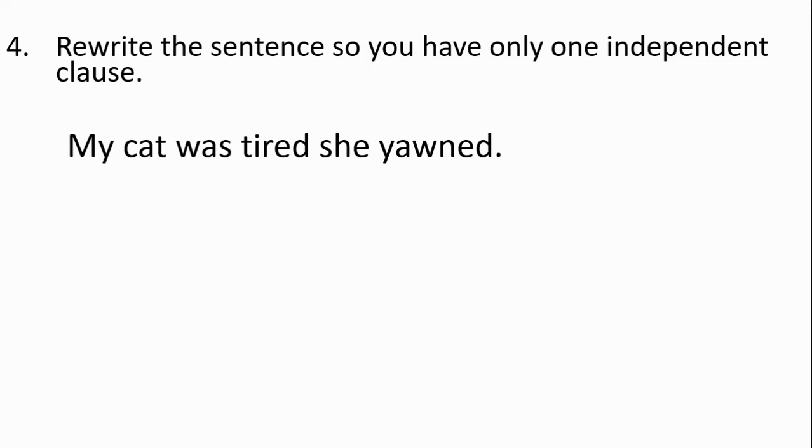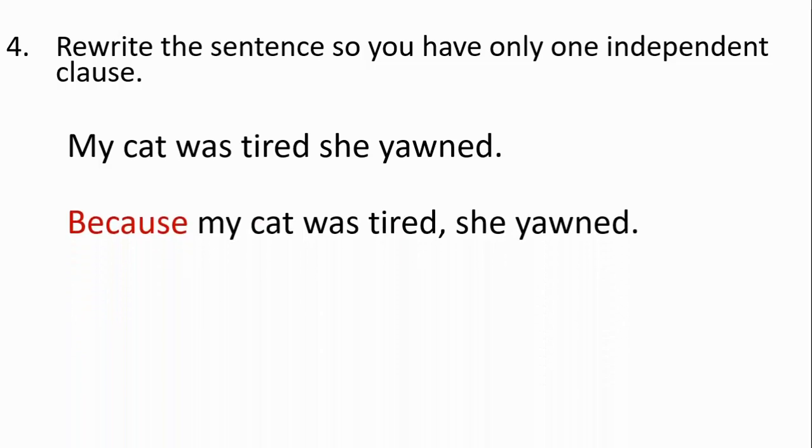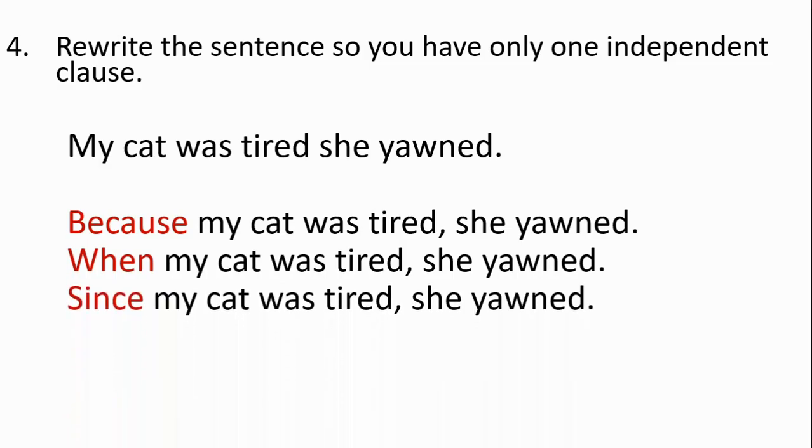A good way of turning two independent clauses into one is to stick a subordinator in front of one of the clauses. You recall we talked about these a little bit in lesson one. So we could put a subordinate conjunction in front of a perfectly acceptable independent clause, my cat was tired, and make it because my cat was tired, she yawned, or when my cat was tired, she yawned, or since my cat was tired, she yawned. These are examples of option four, because by sticking a subordinator in front of a perfectly decent independent clause, you have turned it into a dependent clause. Now you only have one independent clause, so you cannot have a run-on or a comma splice.